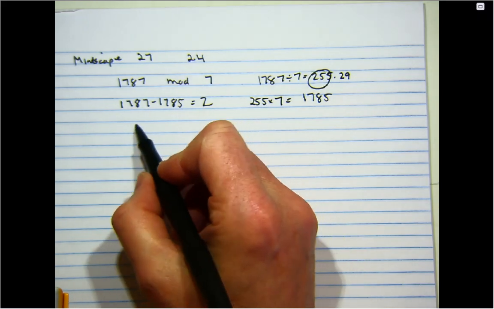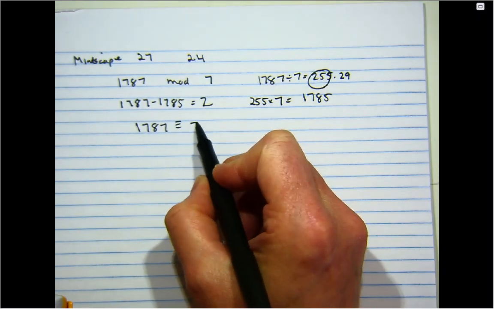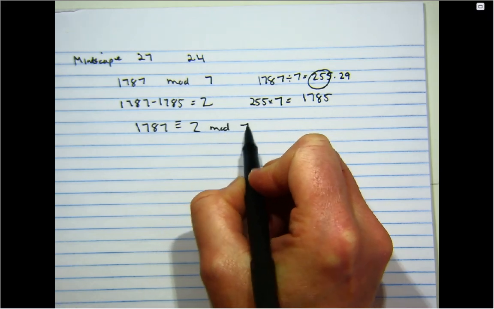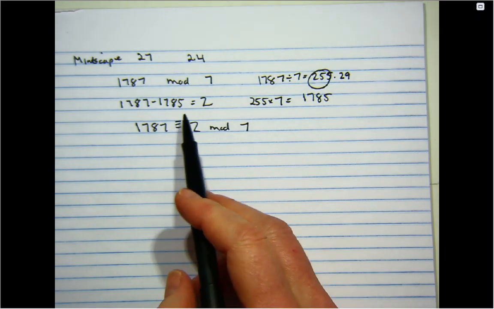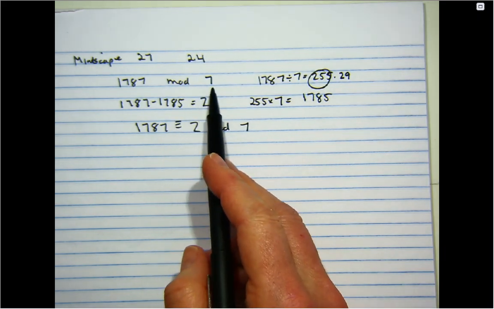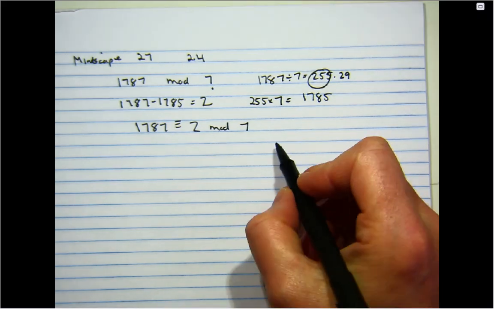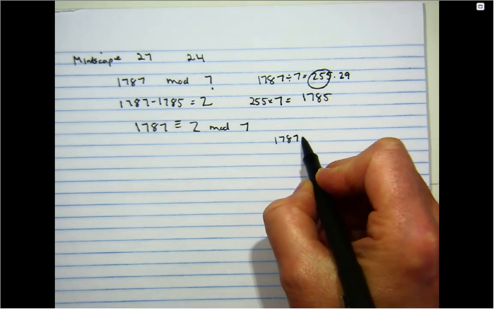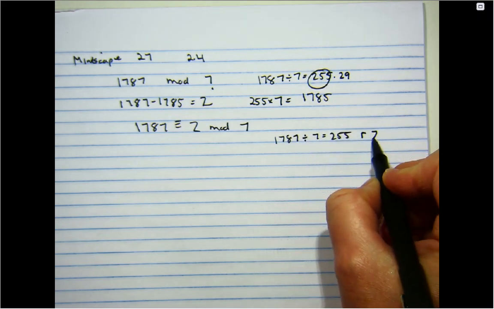So 2 is equivalent to the 1787 mod 7. So we're taking out the multiples of the 7 and seeing what's left after we do that. That's actually the remainder when you do division. So if we did division, we would say 1787 divided by 7 equals 255 remainder 2.